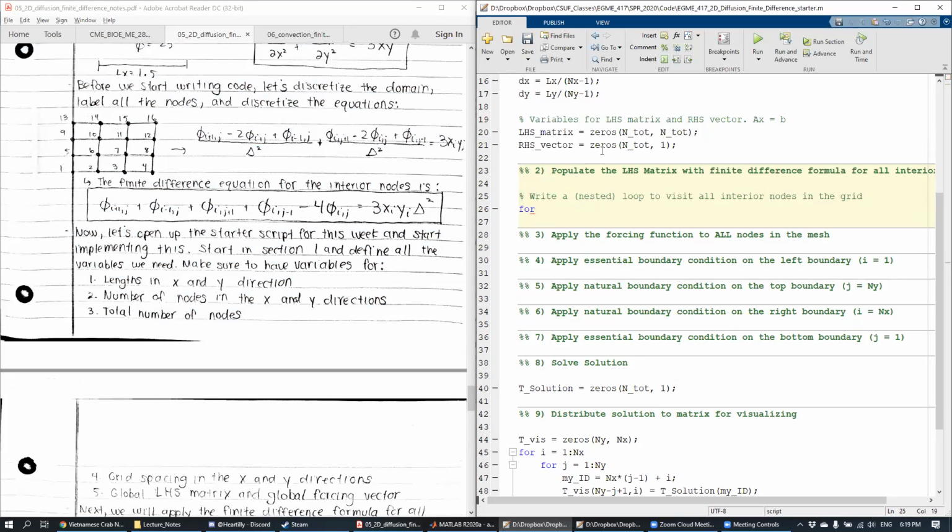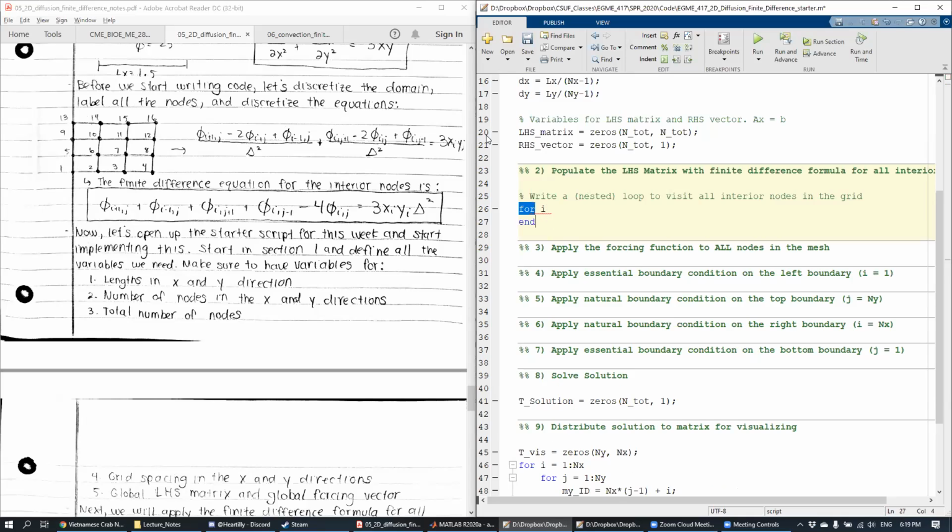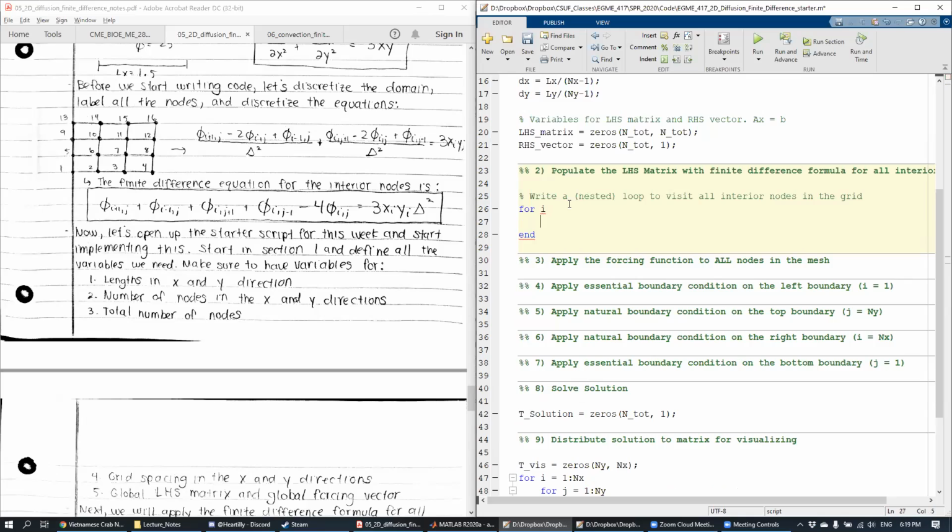Okay. Because remember, besides this representation for the grid right here, we also have the same representation with the i and j coordinates. And so if we write a nested for loop where the outer loop loops over i, okay? And then the inner for loop will loop over j, okay? This will be a very elegant way to loop over all of the interior nodes in our mesh, okay? Because we've already characterized them in terms of that.